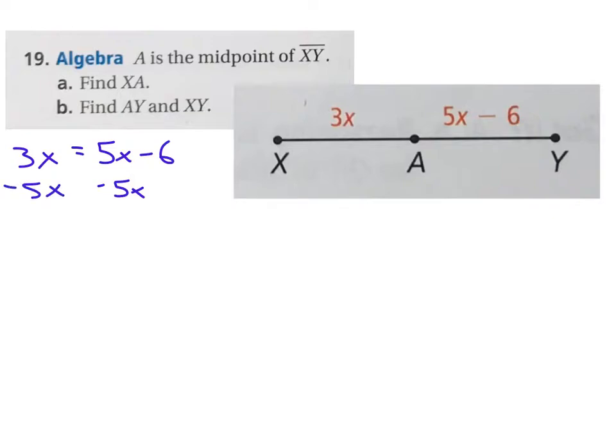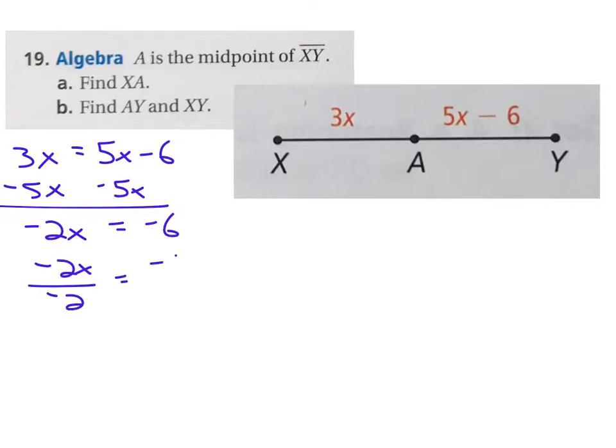And now we're just solving it using algebra. Minus 5x, minus 5x, negative 2x equals negative 6. Divide both sides by the coefficient, negative 2, and x equals 3. So they want us to tell them the length of XA. Well, XA's measure is equal to 3x, and if we substitute that x value in, we get that it is 9. So I'm going to write 9 as the measure of that.